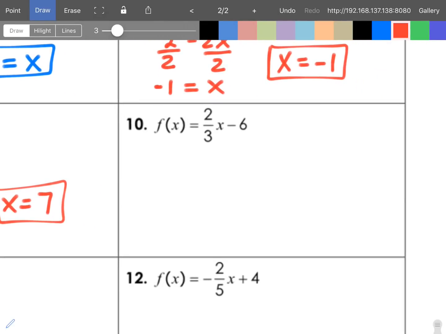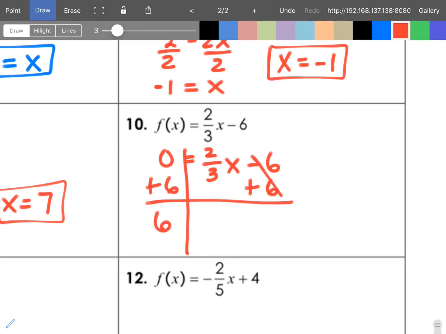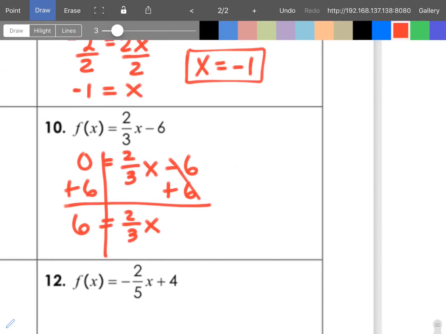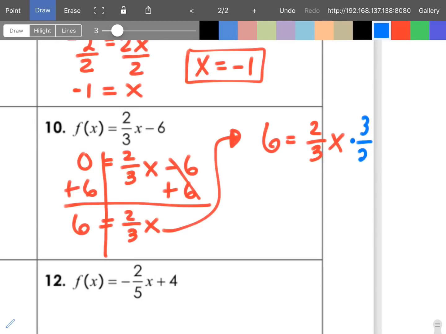Okay, now this one we have another fraction, our favorite thing to do. So let's figure this part out. 2/3 x minus 6. So for this one, we're going to add 6 to both sides first, right? Add 6. Add 6, because we know the 0 and the 6 have to go together. 6 equals 2/3 x. Okay, how do we get rid of, I'm going to rewrite this up here. How do we get rid of a fraction? When we have just a fraction next to a variable, we multiply by the reciprocal, 3/2, right? The flip. Remember we flipped the fraction, that's what reciprocal means.